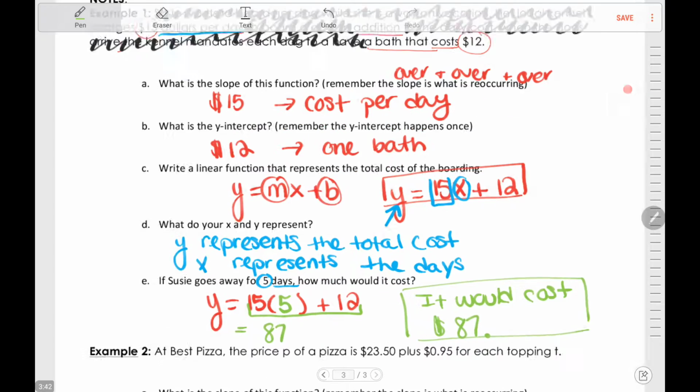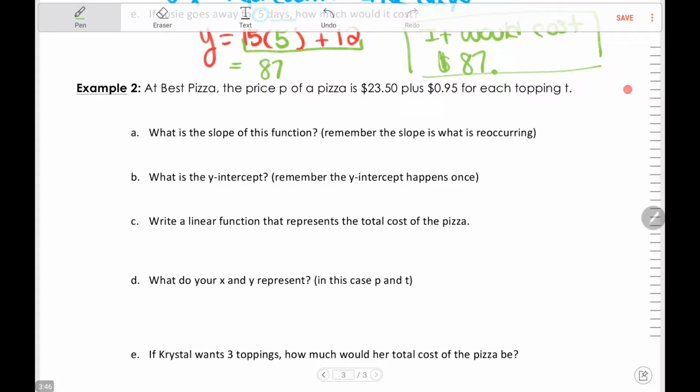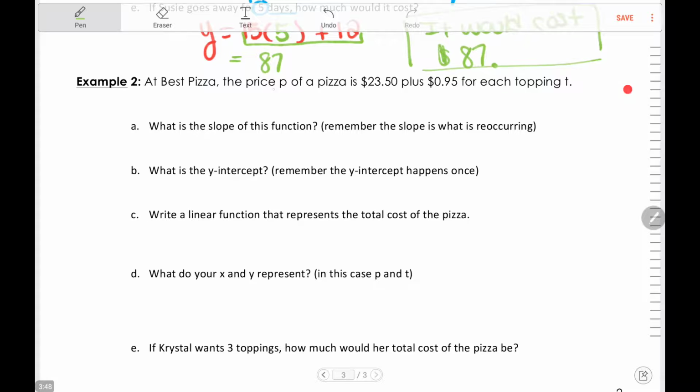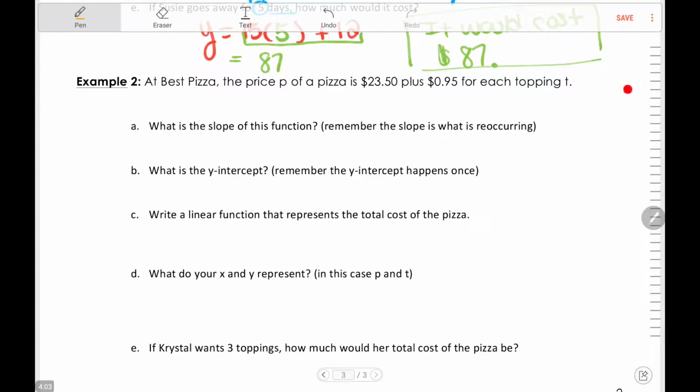Okay, let's look at the next one. At Best Pizza, the price P of a pizza is $23.50 plus, let me use a different color here, sorry. Alright, take 2, let's do that again. At Best Pizza, the price P of a pizza is $23.50 plus 95 cents for each topping T.